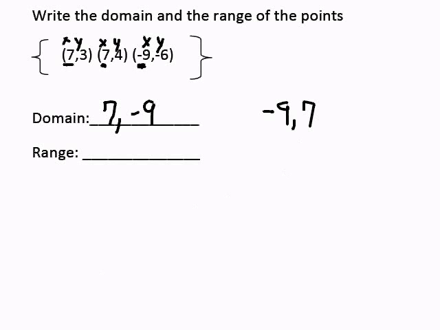Our range includes all of our y values. Our y values are 3, 4, and -6. So 3, 4, -6. However, we'll often see the range also listed in numerical order: -6, 3, 4.